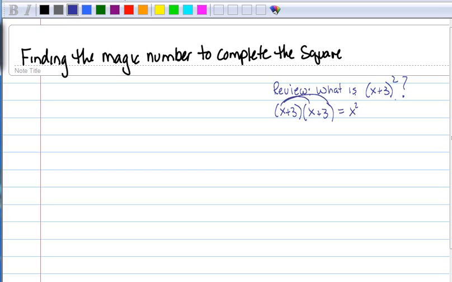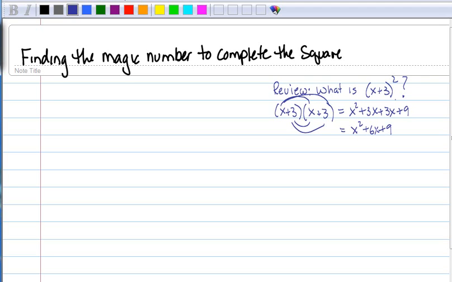then the outer, the inner. Whoops, I made a mistake. Sorry, that's a 3. The inner, to get the answer, and the last. So you combine the two inner parts, and that would be the answer.